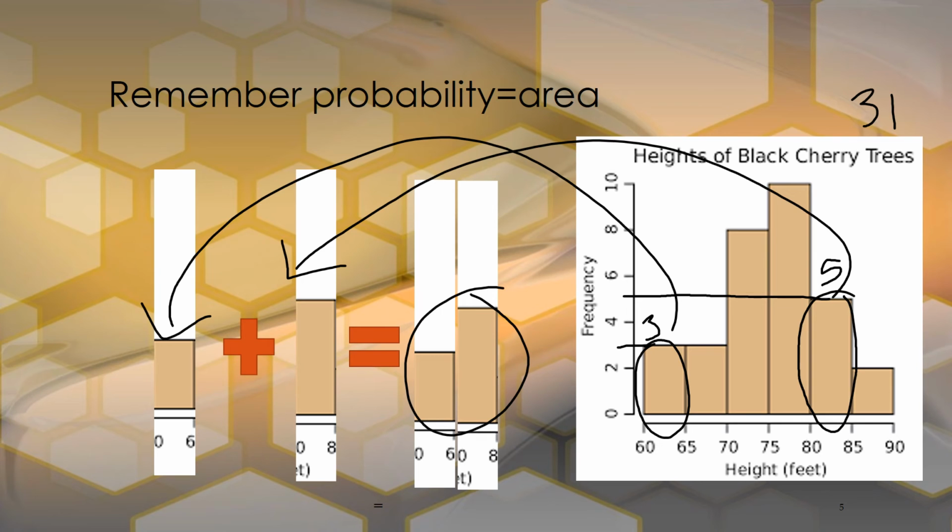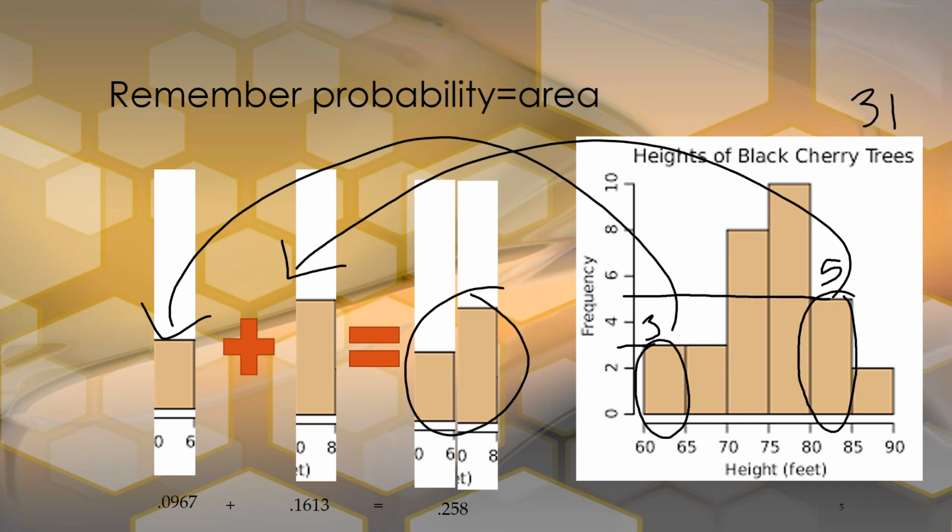First we find the probability of the 60 to 65, and that's 3 divided by 31, which is 0.0967. Then we add on the probability of it being between 80 and 85 feet, which is 5 divided by 31, and that equals 0.1613. And if we add that together, we will get 0.258.